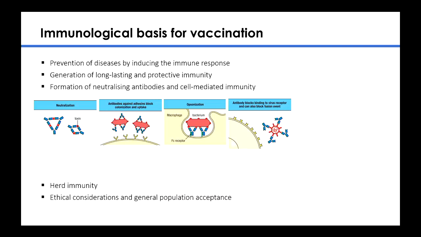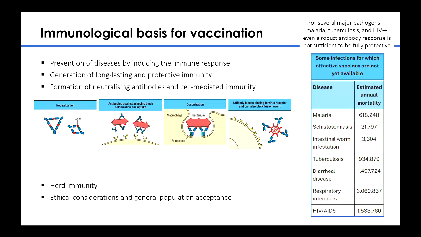It can prevent pathogens from adhering to cells. It can opsonize pathogens to be engulfed, so that they do not develop disease. And it can also bind other receptors, not only in bacteria but also in viruses, and avoid their uptake. Concepts like herd immunity, ethical consideration and public acceptance, as I mentioned before, have to be taken into consideration when we think about the basis for vaccination, but this is for another discussion from another time.